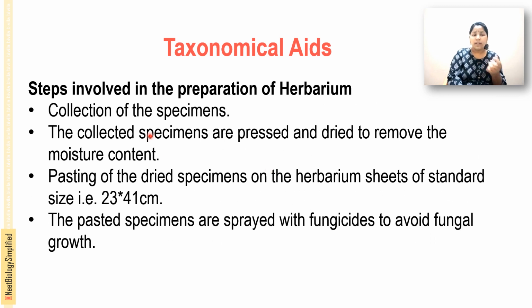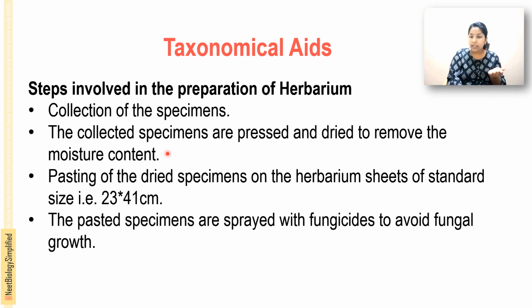There are various steps involved in the preparation of the herbarium sheet, the preserved specimen. First, you have to collect the sample. We need to get the specimen. Then the collected specimens are pressed and dried to remove the moisture content. Why do we press and dry? First it is pressed, then dried to remove the water or moisture content.